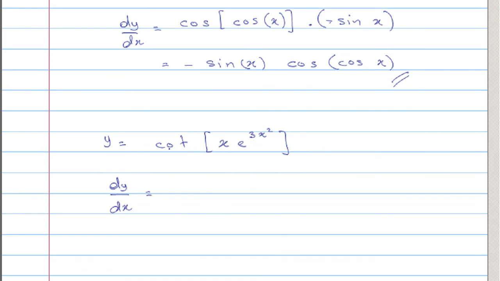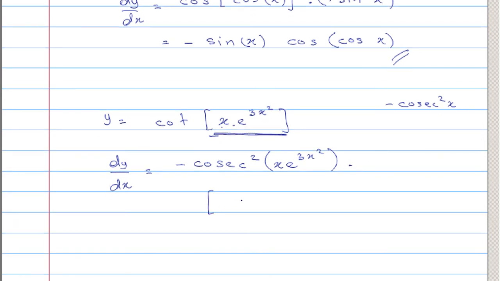Now the first thing to check is what's the derivative of cot x. The derivative of cot x is minus cosec squared x. So I'm going to get minus cosec squared of this function. So that turns out to be x e to the power 3x squared. But then I got to multiply it by the derivative of this part. Now remember, this x e to the power 3x squared is a product. So I got to use the product rule on that.